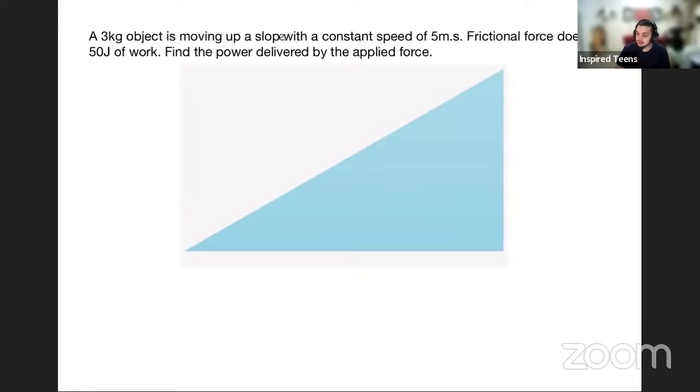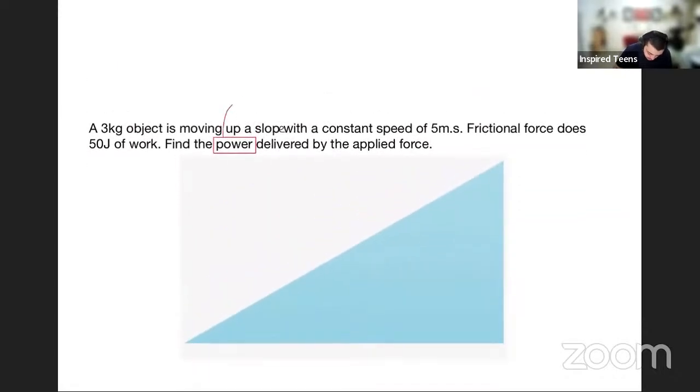Firstly, since they're asking for power, let's discuss the possible formulas that we can use for power. We have P is equal to W over t, and we have P is equal to force times velocity. Okay, we have two options for this one.